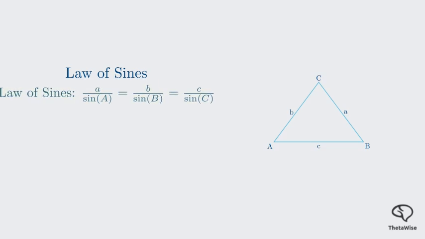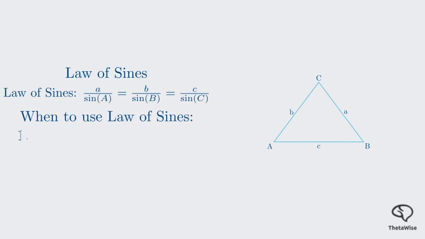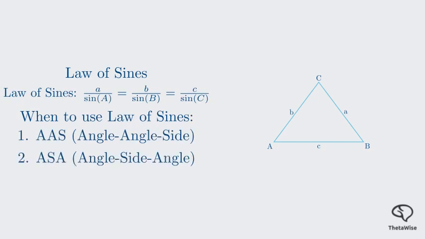This means that if you know a side and its opposite angle, you can find any other side or angle in the triangle, provided you have one more piece of information. So when should you use the law of sines? It's perfect for two main scenarios. First, when you have an angle-angle-side, or AAS, triangle. This means you know two angles and the side that is not between them. Second, when you have an angle-side-angle, or ASA, triangle. Here you know two angles and the side that is between them. In both of these cases, you'll always have a complete pair, a side and its opposite angle, to start with. Let's see it in action.